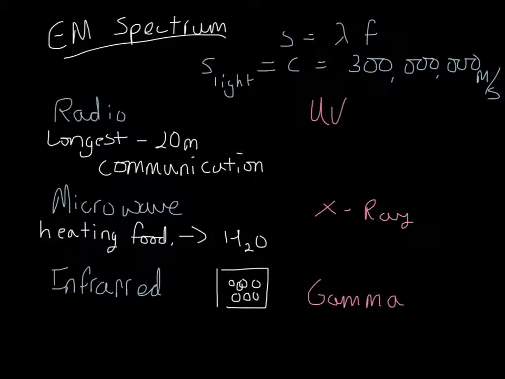Infrared waves can usually represent heat. Heat is usually seen in the infrared spectrum. So if you ever have one of those thermometers that you just click and point at something, that is reading the infrared spectrum. Heat comes off as infrared radiation.